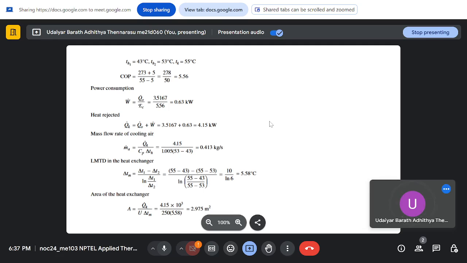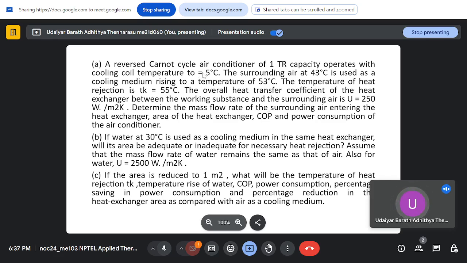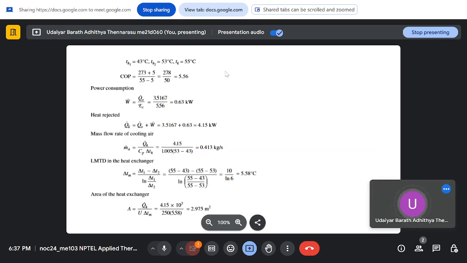So we are taking into account the condenser. Your temperature of heat rejection is 55 degrees Celsius, and the air is used as a cooling medium. The air is coming in at 43 degrees Celsius and going out at 53 degrees Celsius. That is known. Also the evaporator temperature is given at 5 degrees Celsius. So basically your condenser temperature is 55 degrees Celsius, and your evaporator temperature is 5 degrees Celsius.